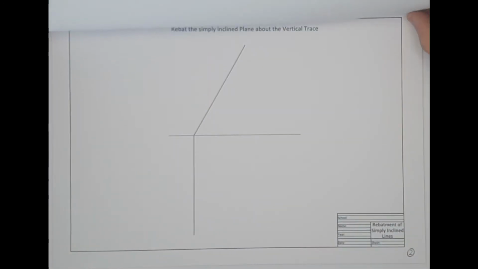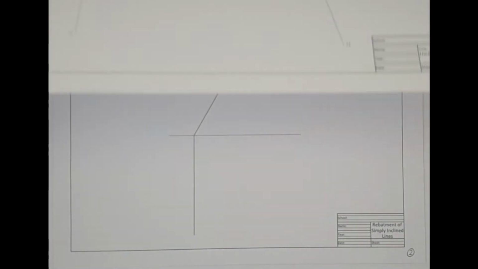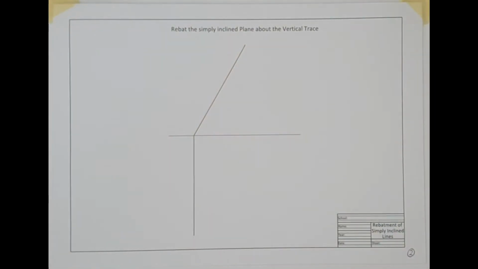Moving on ahead, on to number 2 here. Number 2 is saying rabat the simply inclined plane about the vertical trace. So we saw this as our third, was it? No, we saw this as our 5th. 1, 2, 3, 4. I'm just looking at my SolidWorks screen again. 6th actually. The yellow little object on SolidWorks, we saw this one right here. Rabat the simply inclined plane about the vertical trace.